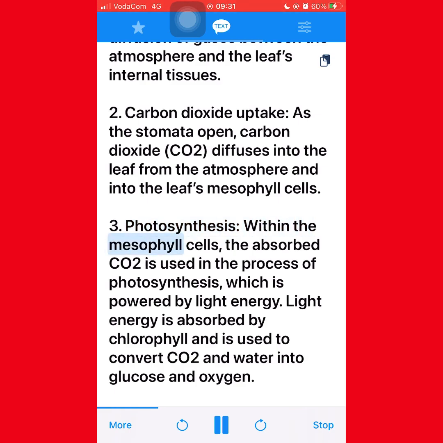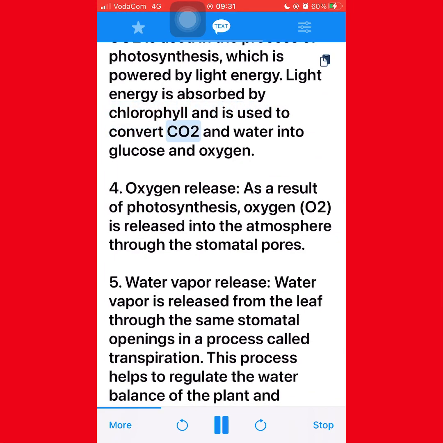3. Photosynthesis. Within the mesophyll cells, the absorbed CO2 is used in the process of photosynthesis, which is powered by light energy. Light energy is absorbed by chlorophyll and is used to convert CO2 and water into glucose and oxygen. 4. Oxygen release. As a result of photosynthesis, oxygen, O2, is released into the atmosphere through the stomatal pores.